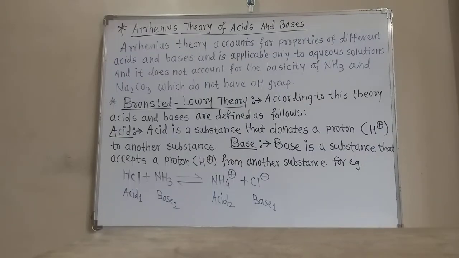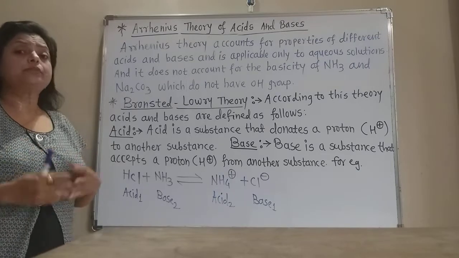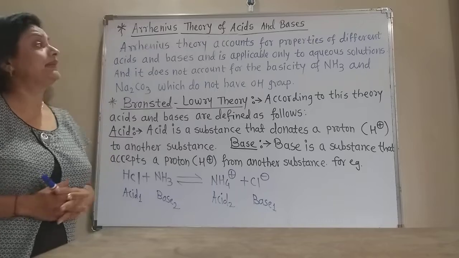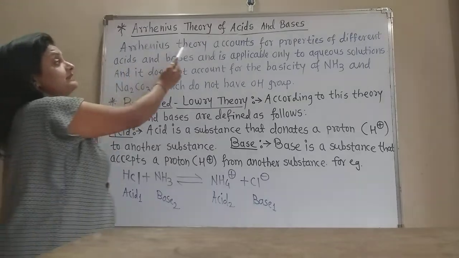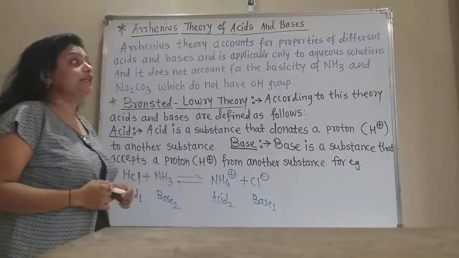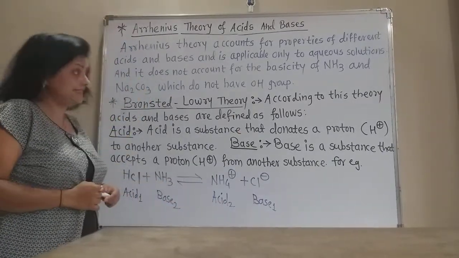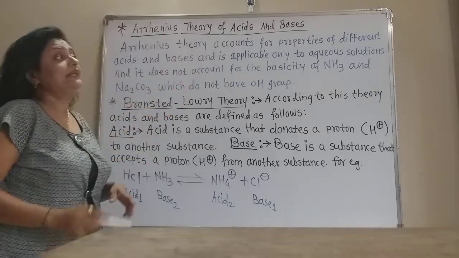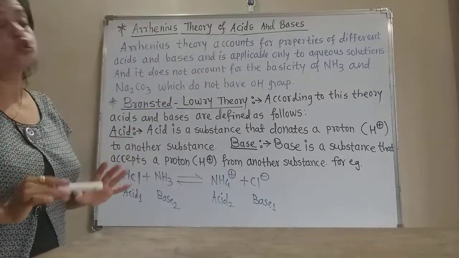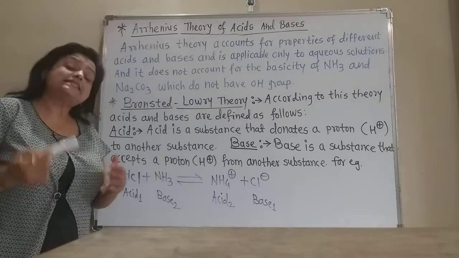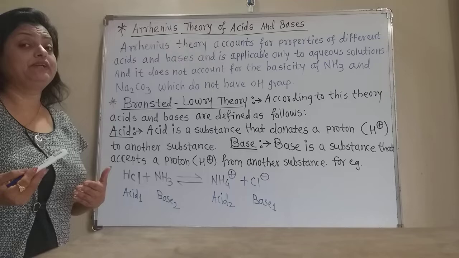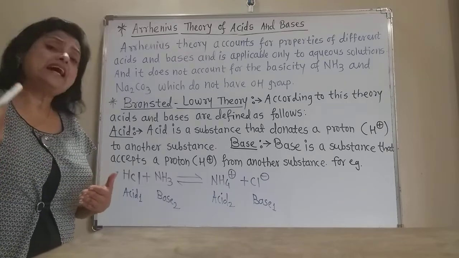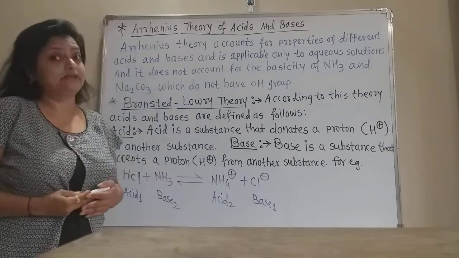Now pay attention, students, again on the blackboard. Now as I told you, there are some drawbacks or limitations of Arrhenius theory of acids and bases. The limitations are: Arrhenius theory accounts for properties of different acids and bases and is applicable only to aqueous solutions. That means the acids and bases which give H+ and OH- respectively into the aqueous solution are considered as acids and bases respectively.